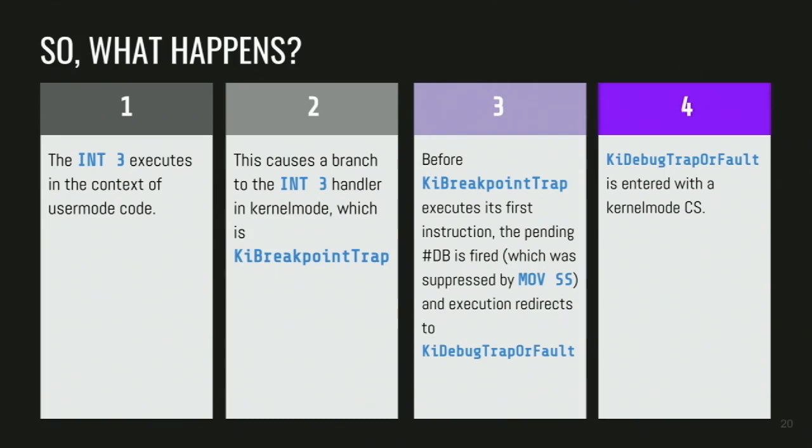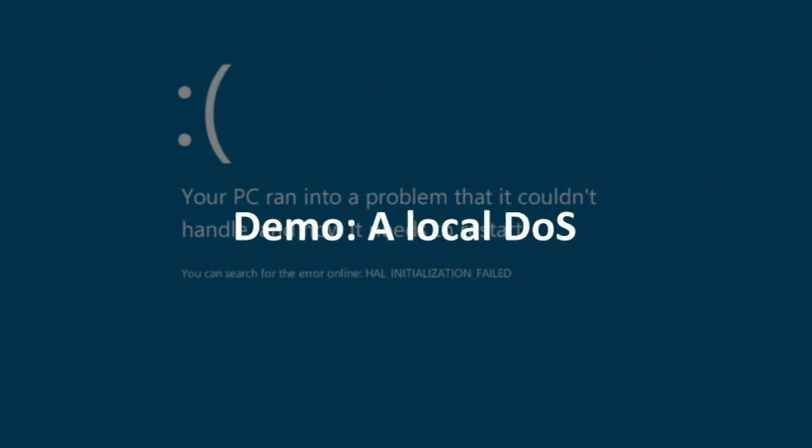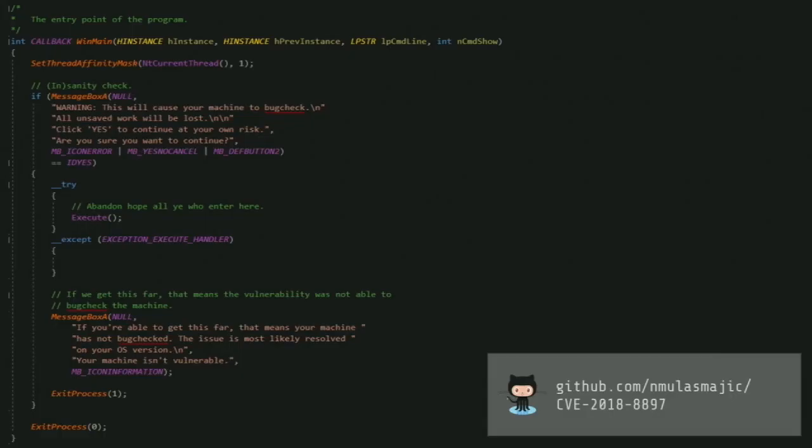And it's at this point in time that the Windows kernel becomes completely confused, because we're executing at KiDebugTrapOrFault, where it thinks it came from kernel mode, when in reality it came from user mode. So this is just a simple demo, and as I explained at the beginning, this isn't entirely critical. It's just a way to crash a machine. We're going to get to the actual cool stuff later.